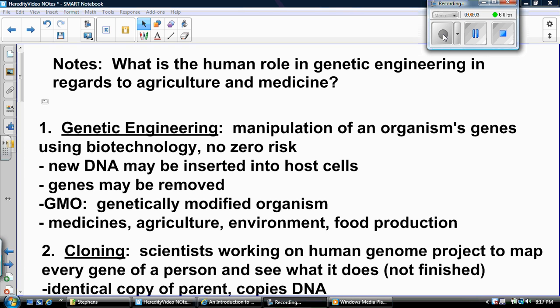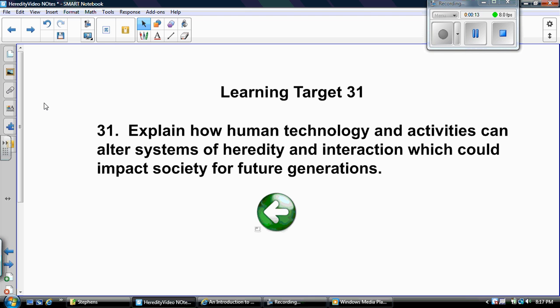Okay, the last thing we're going to talk about is what is the human role in genetic engineering in regards to agricultural and medicine. So this is our last learning target for our heredity unit. You're going to be able to explain how human technology and activities can alter systems of heredity and interactions which could impact society for future generations. So we're going to be talking about genetic engineering and whether or not this is a good thing or a bad thing.